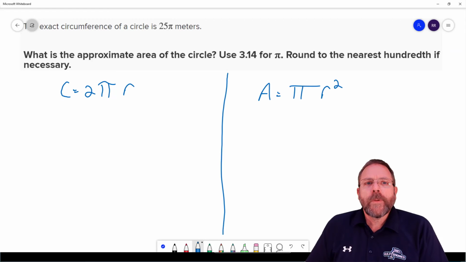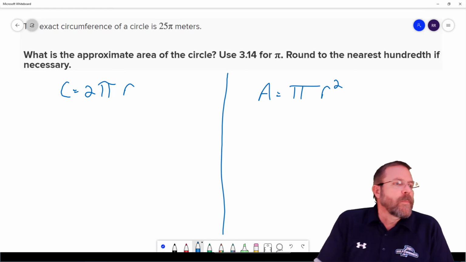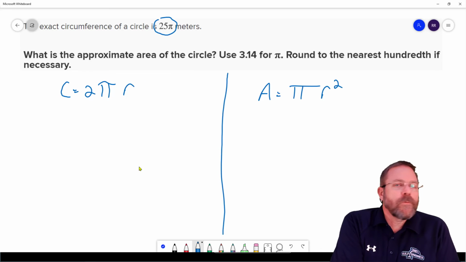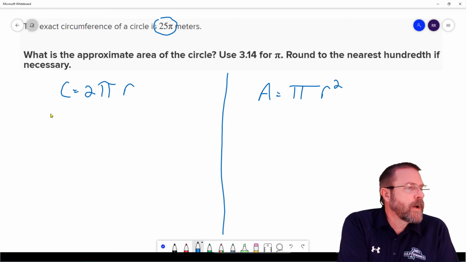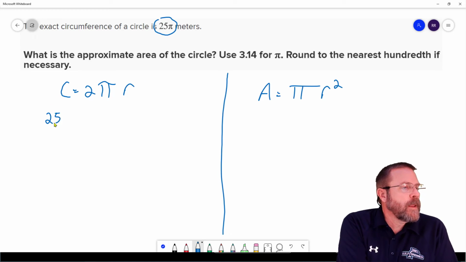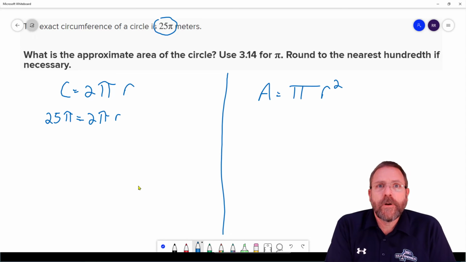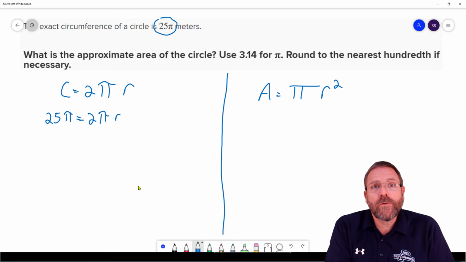Okay, I've started off by writing my formulas for my problem, and I'm going to start writing what I know. First thing I know is that the circumference of that circle was 25 pi. So I'm just going to write it as 25 pi on the left is equal to 2 pi radius on the right, and that's going to make the problem easier, even though it looks harder.